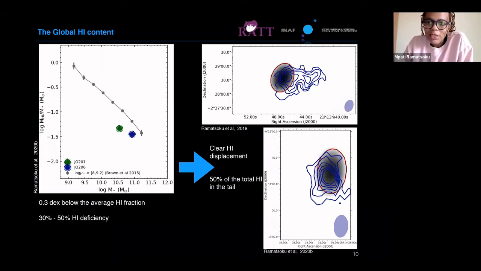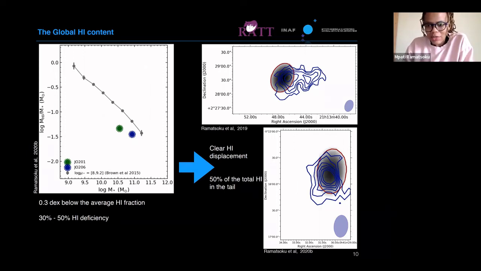And what we found out was that compared to what the disk would have looked like if it was sitting in nature, about 50% of the remaining H1 gas is actually also displaced. So you have this 50%-ish H1 deficiency, but then of the remaining 50% of the gas, 50% of that has been displaced from where it would have been if this galaxy was naturally sitting somewhere in the universe, not interacting with the galaxy cluster.